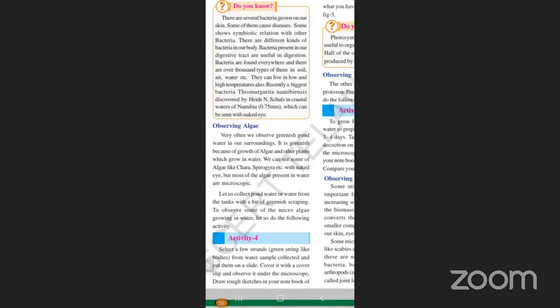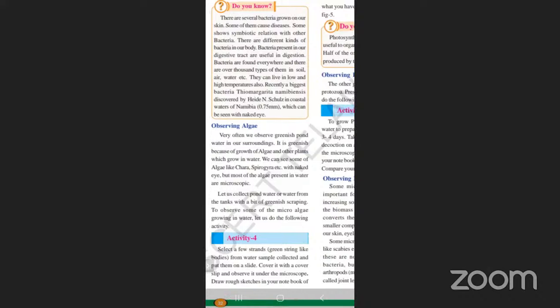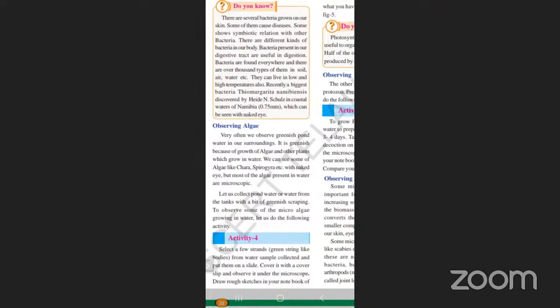As I told you, you have to select a few strands, green string-like bodies, from the water sample collected. Collect them with a needle or forceps, or a paint brush. Don't use your hand. With the help of that, put the sample on the slide. If it is dry, you have to add a drop of water.